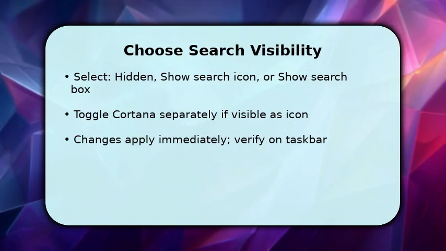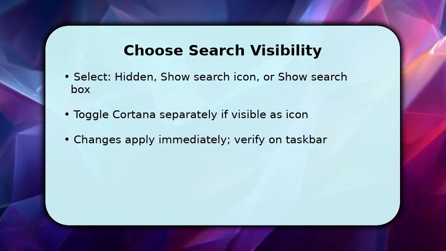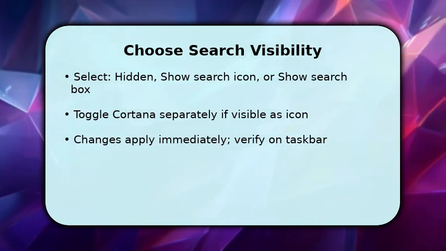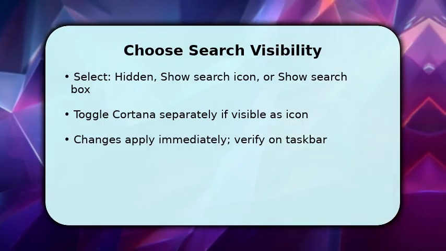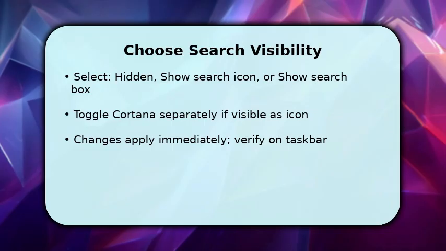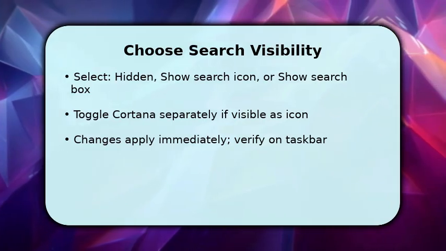Now choose how you want the search feature displayed. In Search, pick Hidden to remove it completely, Show Search icon to keep a compact magnifier, or Show Search box for full text input. Once done, Windows applies the change immediately so you can confirm on the taskbar.